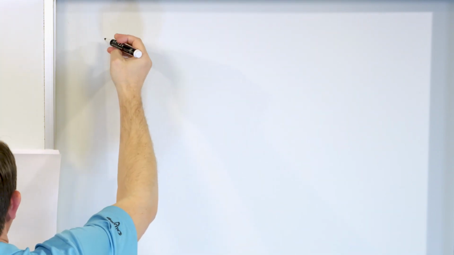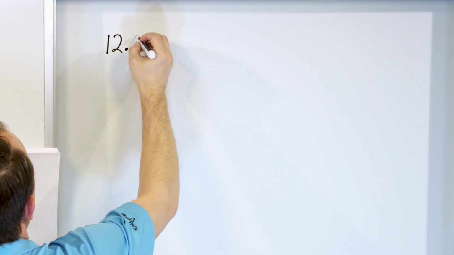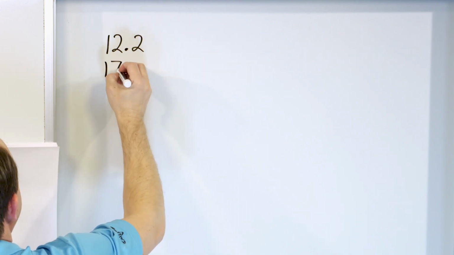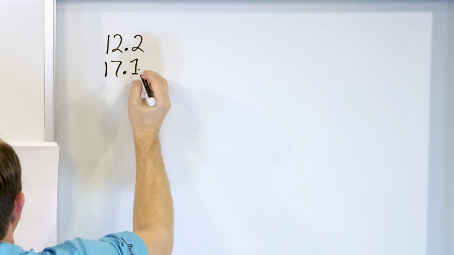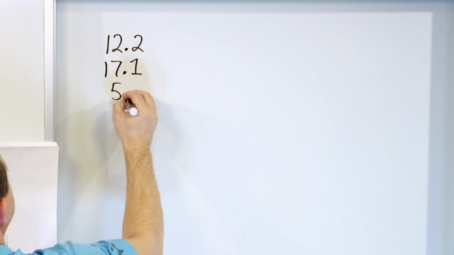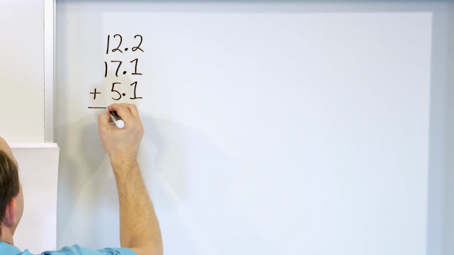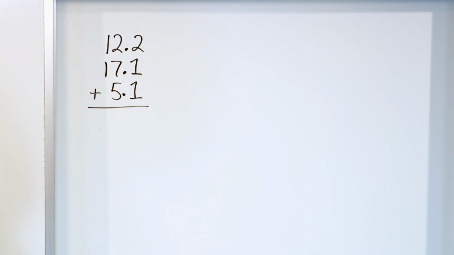All right, just a few more, we'll pass the halfway mark. Let's add 3 numbers together. Let's say we have 12.2, and I'll add that to 17.1, and then I'll add that to 5.1. Again, I have all of the decimal points lined up. Everything is basically aligned with the decimal here.